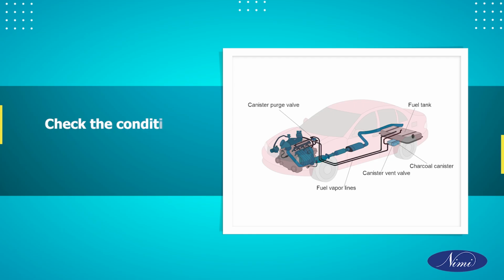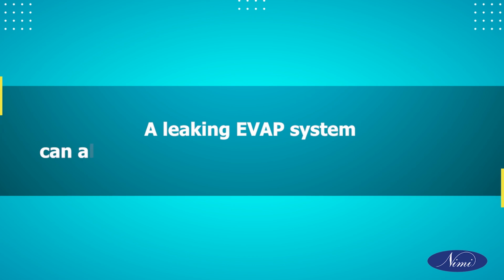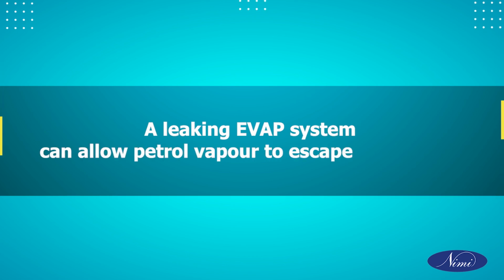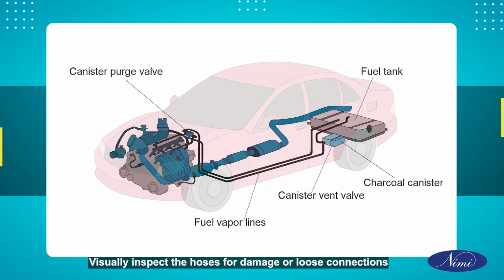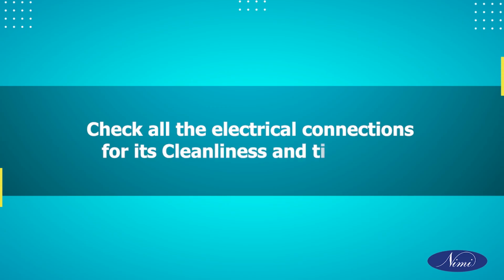Next, we will discuss how to test the EVAP control system. Check the condition of all the hoses related to the EVAP system. A leaking EVAP system can allow petrol vapor to escape into the air. Visually inspect the hoses for damage or loose connections. Check all the electrical connections for cleanliness and tightness.